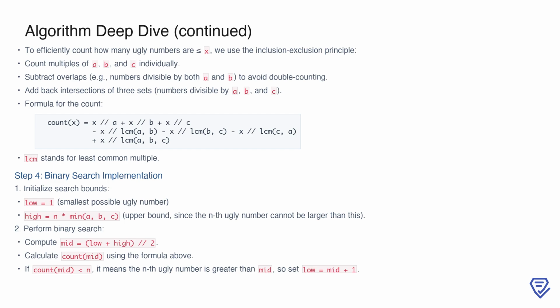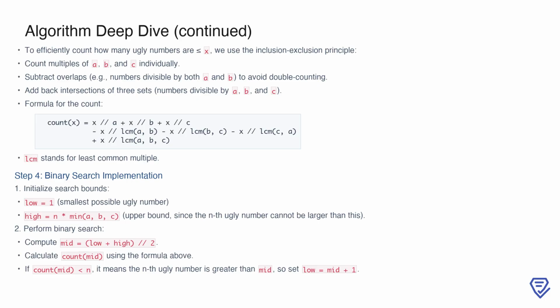To determine how many ugly numbers are less than or equal to a given number x, we rely on the inclusion-exclusion principle. This principle allows us to count the multiples of a, b, and c individually, while adjusting for overlaps to ensure accuracy. For example, numbers divisible by both a and b are counted twice if we simply add their multiples, so we subtract those overlaps. Similarly, we add back the intersections of three sets where numbers are divisible by a, b, and c simultaneously.